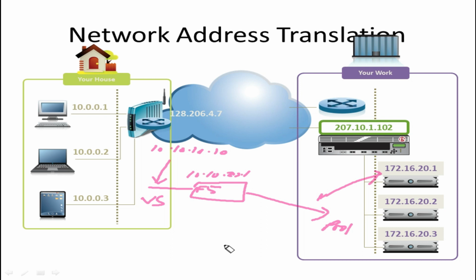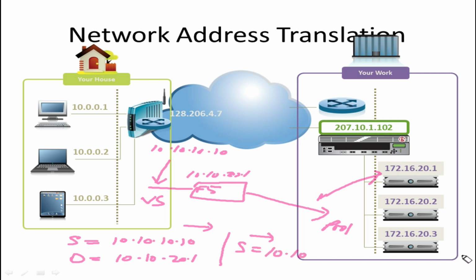So how will the request be built up? Source IP would be 10.10.10.10, and the destination IP would be your virtual server, that is 10.10.20.1, because it behaves as a full proxy. This is my first side. On the second side, when it sends the traffic, the source stays as it is, 10.10.10.10, whereas the destination is now replaced with your exact pool member which got selected by your load balancing method, that is 172.16.20.1. So this is how the communication will work.